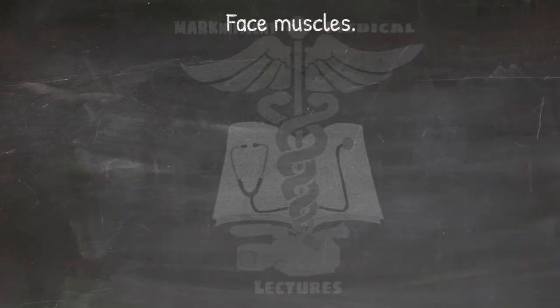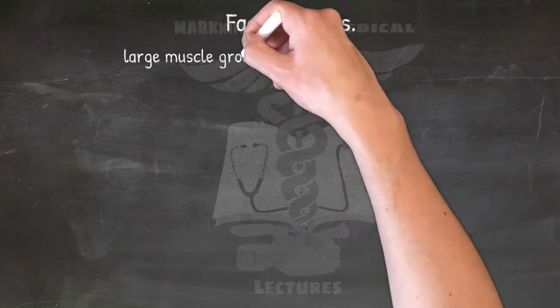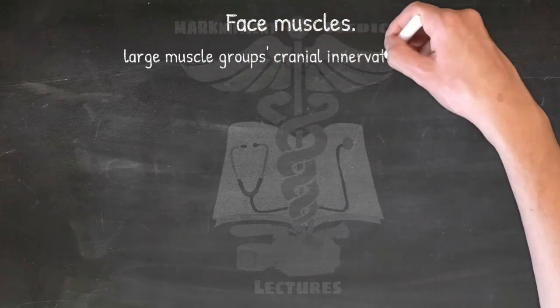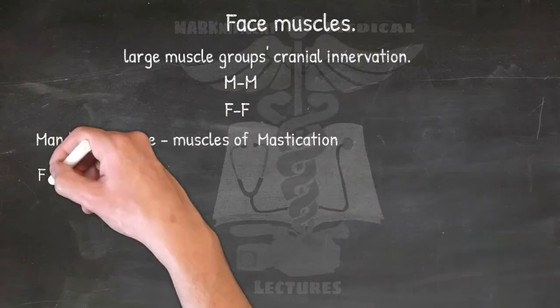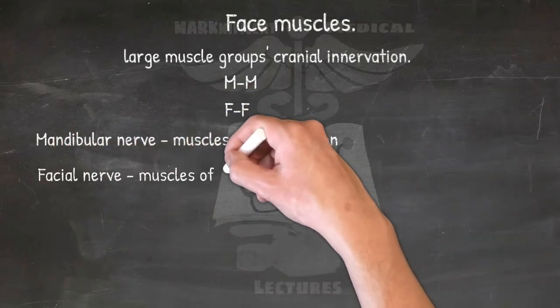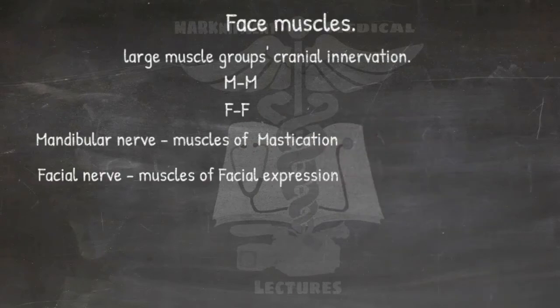Face muscles. Large muscle groups. Cranial innervation. Mandibular nerve for muscles of mastication. Facial nerve for muscles of facial expression.